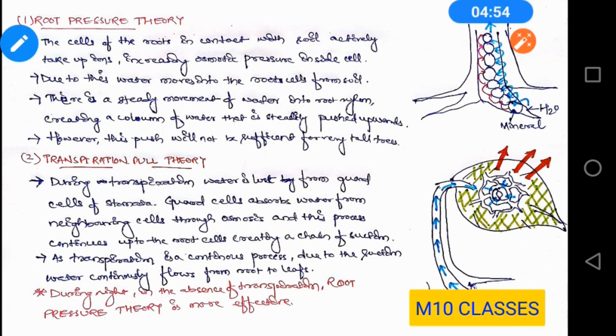The solution for this is your transpiration pull theory. There is transpiration, that means evaporation from the leaf surface. There is a pull, there is a suction. So how does it work?